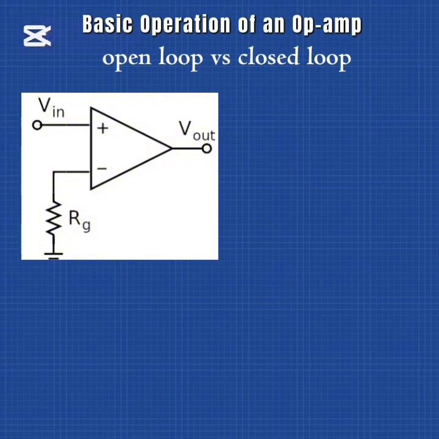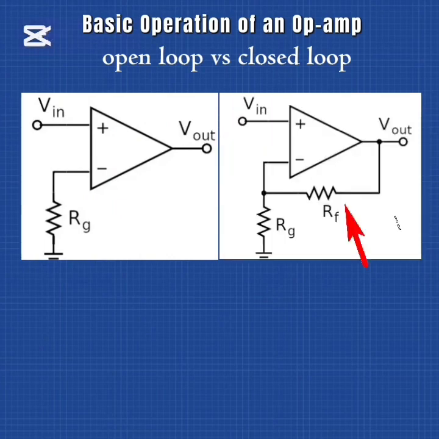Open loop vs closed loop. If we use an op-amp without feedback, it operates in open loop mode, which leads to saturation, basically acting like a comparator. To make it useful for amplification, we use negative feedback, creating a closed loop system. This stabilizes the gain and allows precise control. So the negative feedback stabilizes the gain.